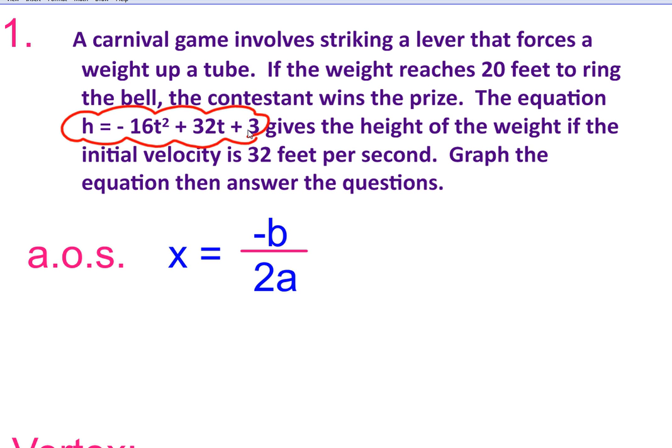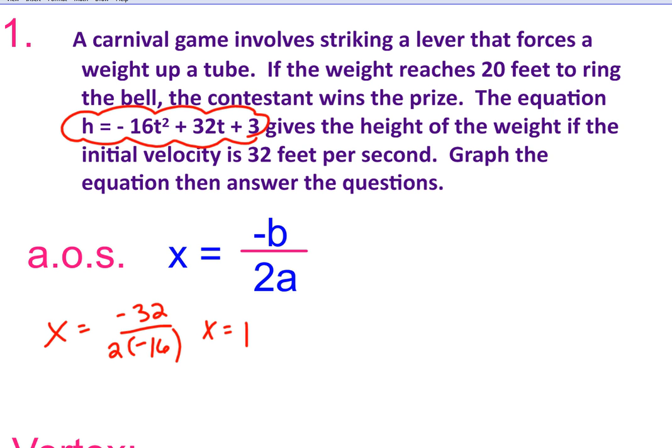So for us to graph this, you can see this is a quadratic equation. So I'm going to find my vertex first. I use my axis of symmetry, x equals negative b over 2a. To do that, I'd have negative b over 2 times a. So when I get that, I would have negative 32 over negative 32. So I find that my x-coordinate of my vertex is 1.